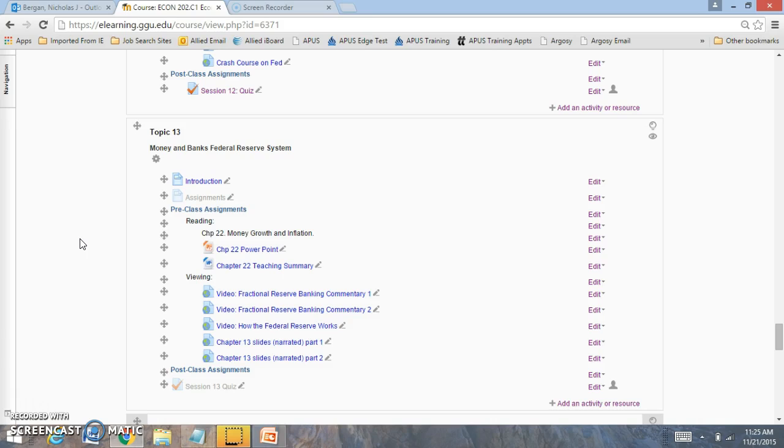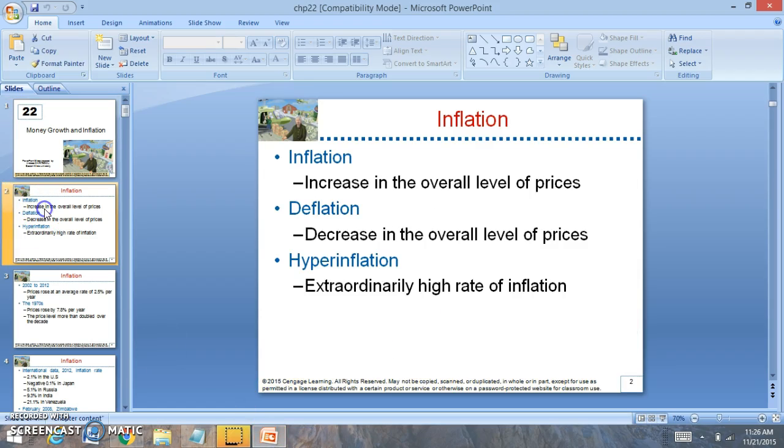For topic 13, we're going to be covering chapter 22, which is dealing with money growth and inflation. Notice with this week, I'm going to bring a little more analysis with the Fed into it. But this week, we're going to be looking at the role of inflation. And inflation is classified as the general increase in prices, whereas deflation is the general decrease in prices.